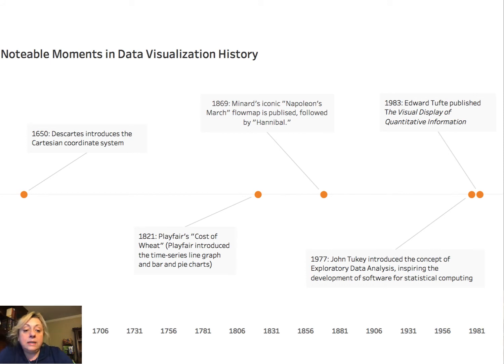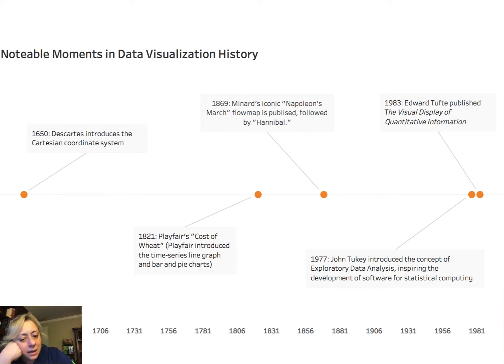Marshal at that time led his troops against Rome and kicked them out of Tunisia. After that, we look at John Tukey, one of the most popular American scientists, who introduced the concept of exploratory data analysis and inspired the development of statistical computing software. We rely a lot on his theory and concept, especially when you do surveys.